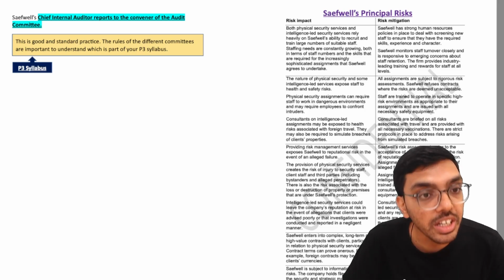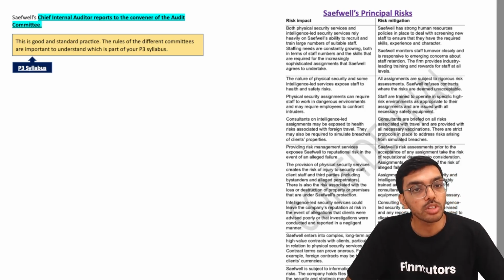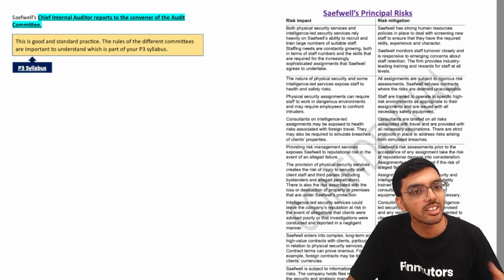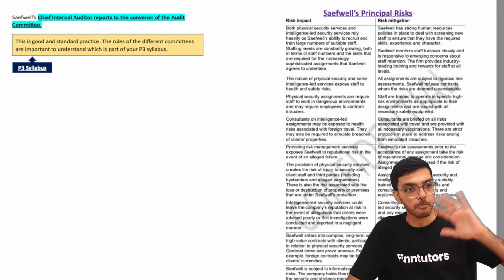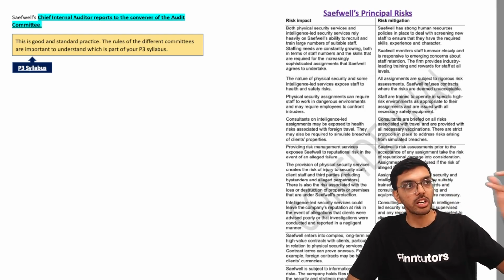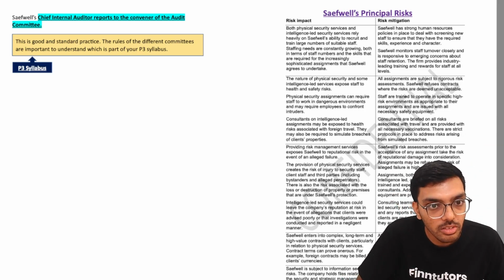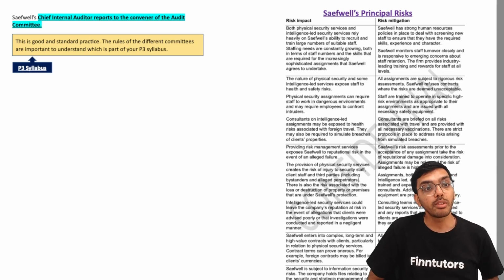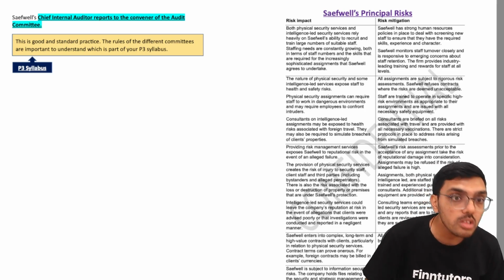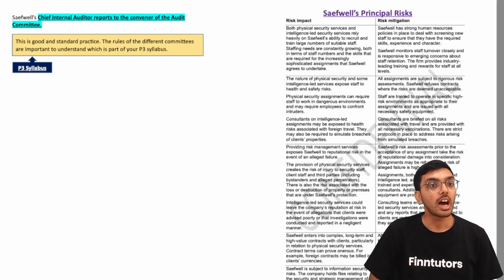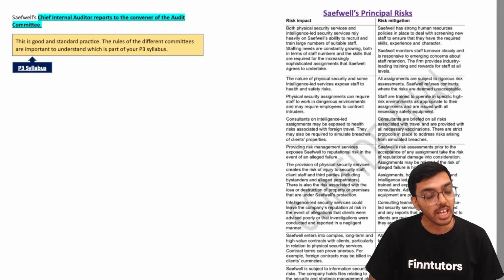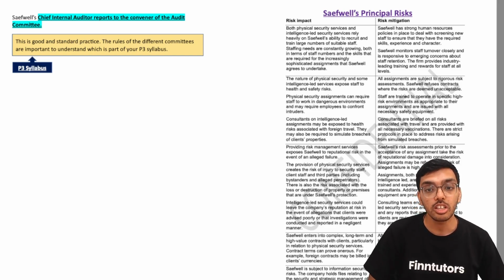Saefwell's chief internal auditor reports to the audit committee. This is good practice, standard practice. The internal auditor reports to the audit committee, which reports to the board of directors. Simple, standard practice. The roles of different committees are important to understand, which is again very, very clear in your P3 syllabus area.